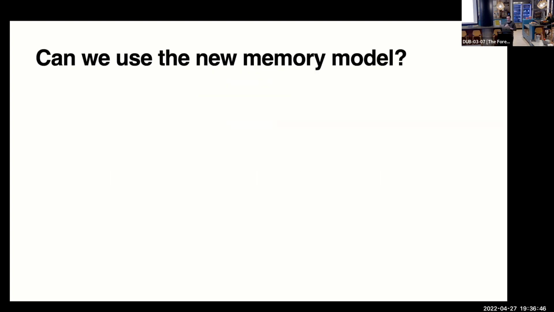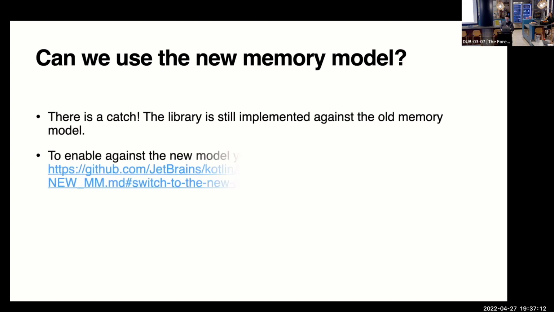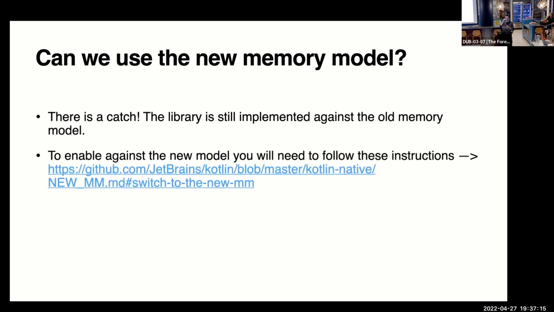So if you use Kotlin Multiplatform, you probably use the new memory model. Kotlin Multiplatform has basically had a lot of issues around concurrency, so you probably want to use the new memory model, and that is actually possible, but there's a few things you have to tweak. So there's a catch to this. The library itself is still implemented against the old memory model, so you have to do a few workarounds to actually get it working with the new memory model. To do that, you can follow these specific instructions. If you go to that link, it will show you exactly what you need to do.